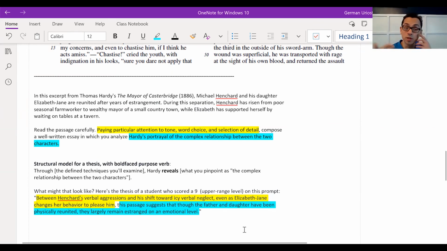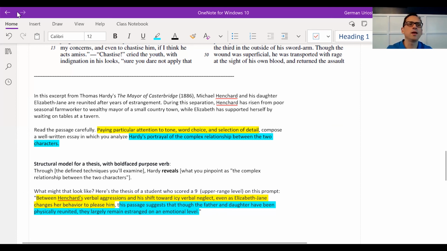And then we have the larger meaning piece as the second part of the thesis. The passage suggests that the father and daughter have been physically united; they remain largely estranged on an emotional level. That's the complex relationship. They've been physically reunited, but they're emotionally estranged. So that makes it complex. What you don't say is this passage suggests the complex relationship between two characters. At that point, you have punted. You haven't addressed it. You haven't defined what you think the complex relationship is between them. You want to define that as the claim.